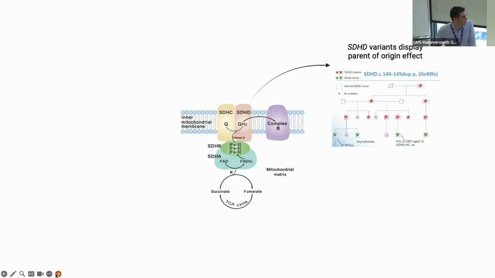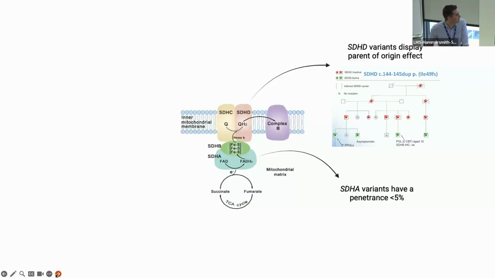Additionally, patients who carry SDHD variants display this parent of origin effect, whereby if you inherit it from your father, you are likely to develop disease, or you're at risk of developing disease, but if you inherit it from your mother, you are not. And that's not fully understood. SDHA variants carry a very low penetrance of less than 5%. Those are very rare, as are SDHC variants.